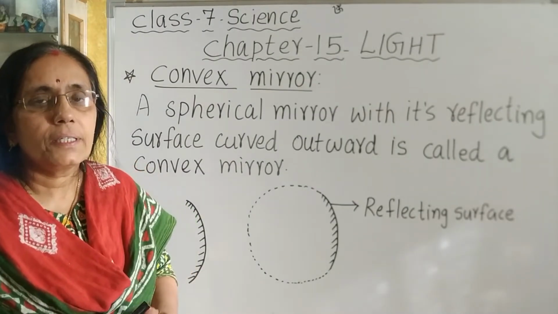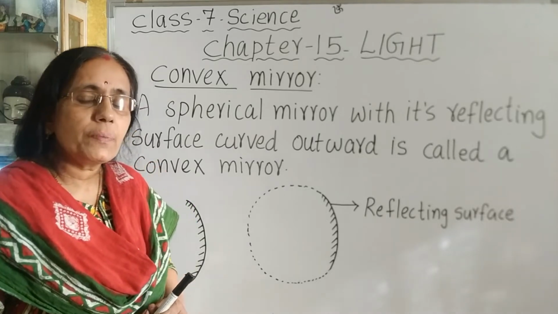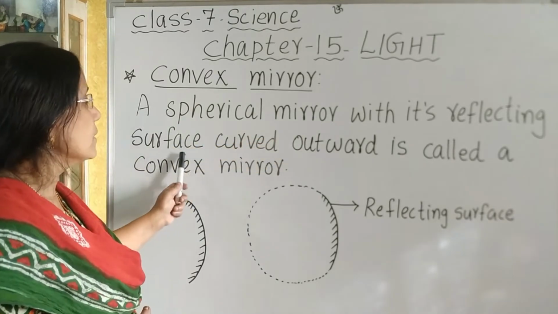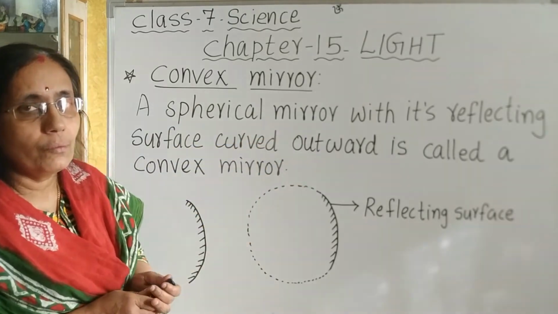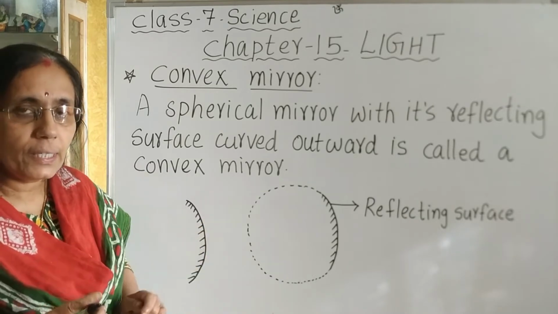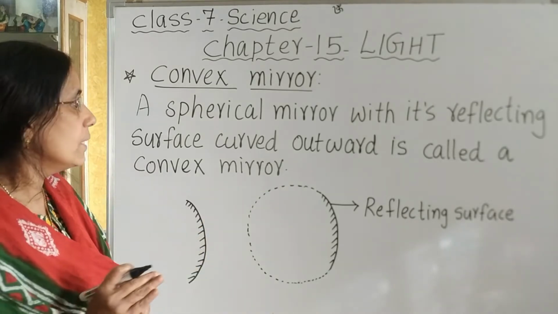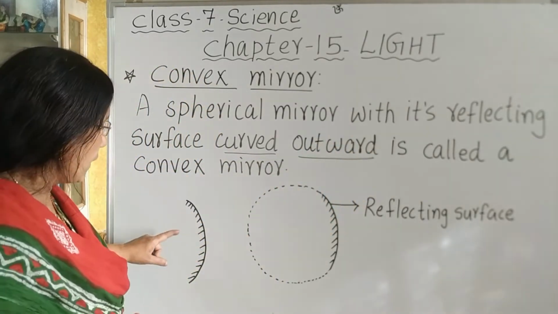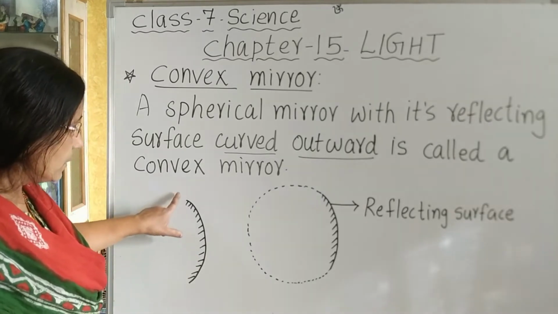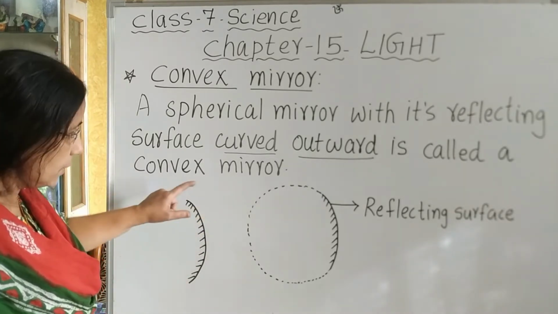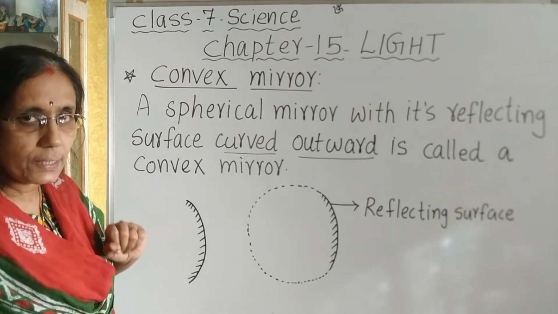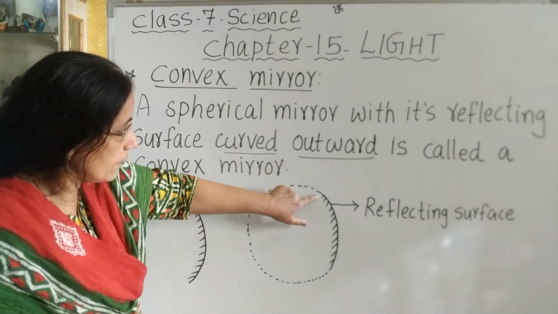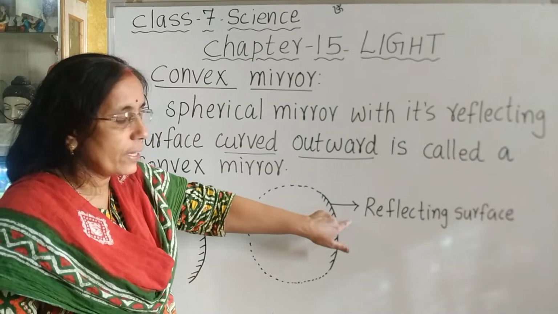Now, let us see what a convex mirror is. A convex mirror is also a spherical mirror, but its reflecting surface is curved outward. So, what is a convex mirror? A spherical mirror with its reflecting surface curved outward. Diagrammatically we can represent a convex mirror like this. See, its reflecting surface is curved outward and the inner portion is silvered, that is the colored portion. If we complete the circle or sphere, we get it like this. So, this is the reflecting surface.